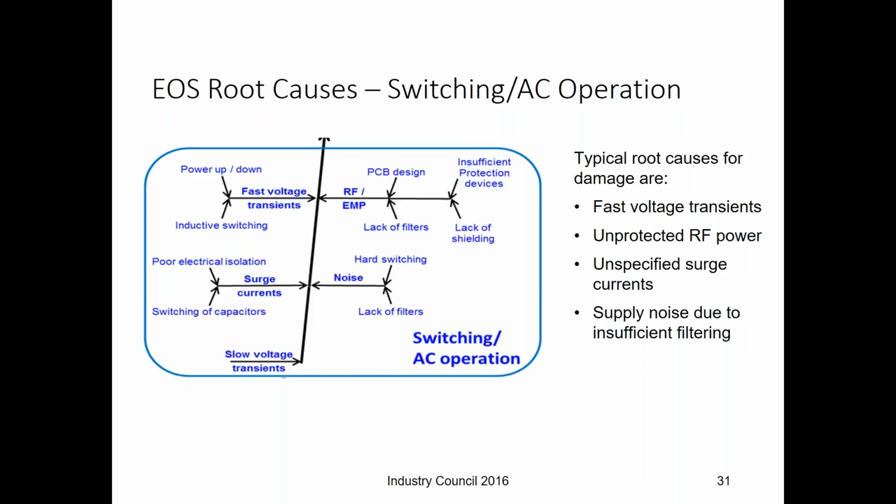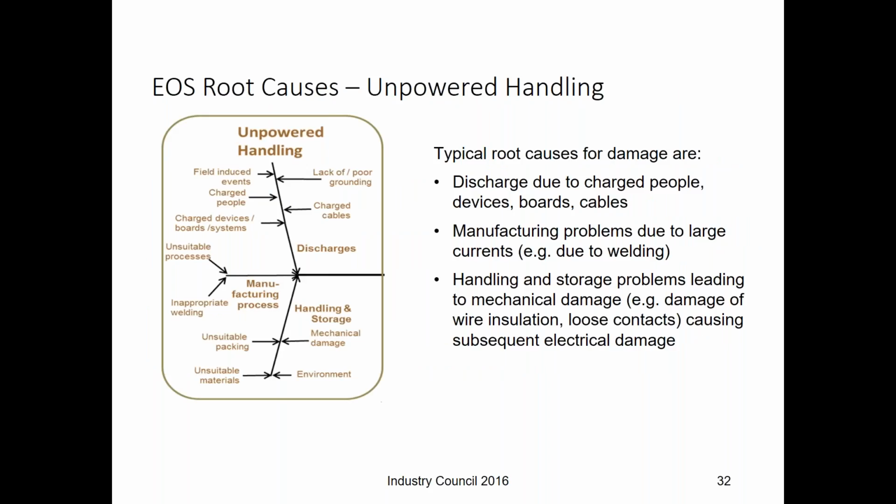So this is switching. During testing or during use, you can get various fast voltage transients, RF power application, surge currents due to contacts being broken and made somewhere else in the system, and noise due to poor filtering. You could divide these things up in different ways, but this is one way that has some logical sense to it, because you can begin to apply different ways of analyzing them if you make this high-level distinction first.